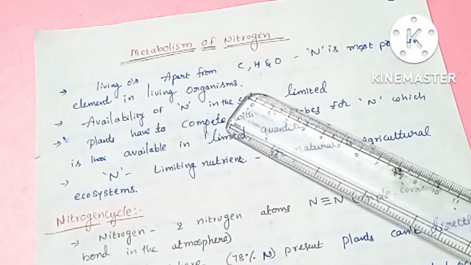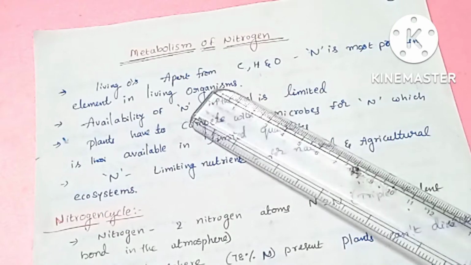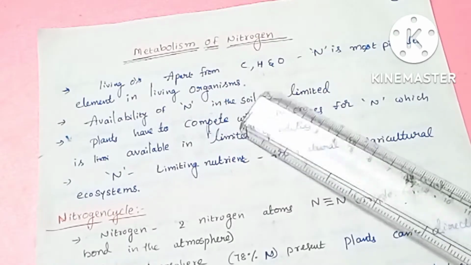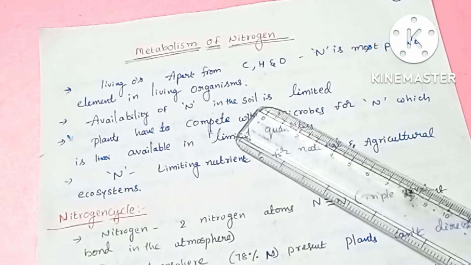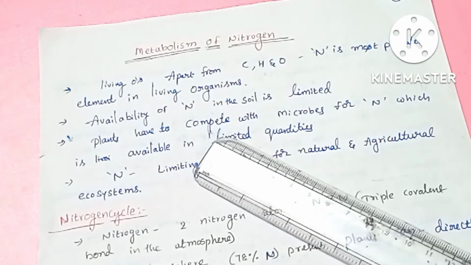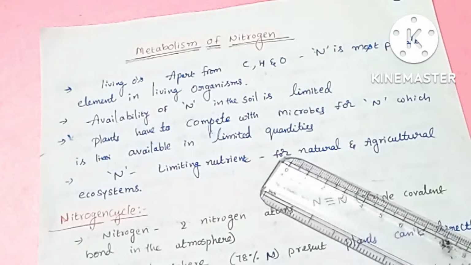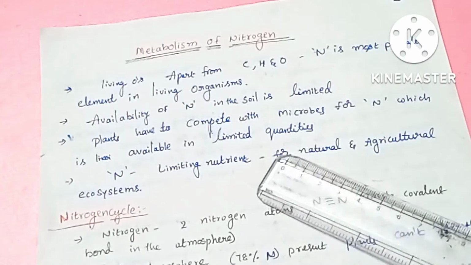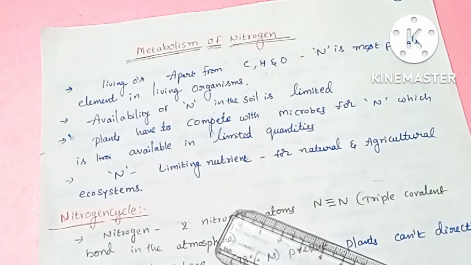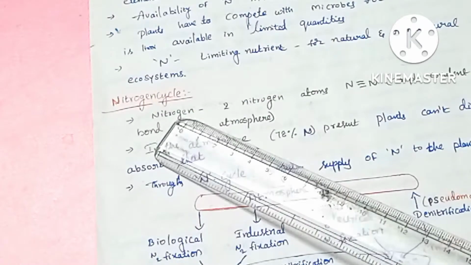In this video, we are going to study the next concept in mineral nutrition, that is the metabolism of nitrogen. Here, in the metabolism of nitrogen, we know that living organisms have carbon, hydrogen and oxygen. Apart from these, nitrogen is also one of the most prevalent elements in living organisms. But the availability of nitrogen in the soil is very limited, and plants have to compete with microorganisms for the available nitrogen, right? Nitrogen acts as a limiting nutrient for natural and agricultural ecosystems, because it is available in very limited amounts. Now we'll see what a nitrogen cycle is.